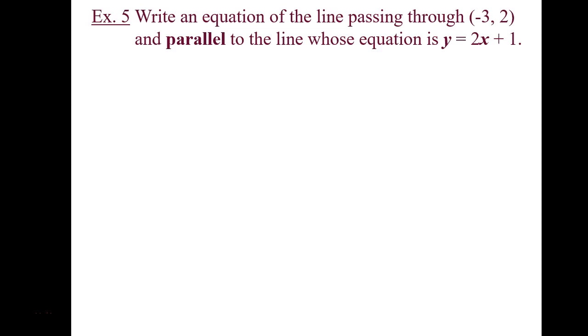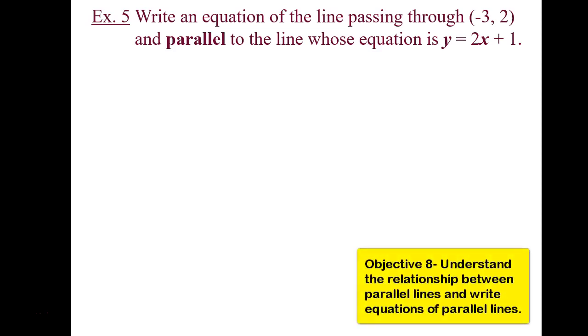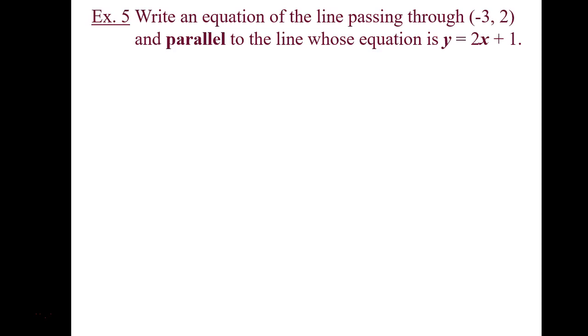Okay, let's talk about parallel lines for a second. So if you'll recall, lines that are parallel never intersect. And so the big characteristic with lines that are parallel is that their slopes are the same. You've got to remember that rule. Parallel lines, the slopes are the same. So this question says, write an equation of the line passing through the point -3, 2, and parallel to the line whose equation is y equals 2x plus 1.